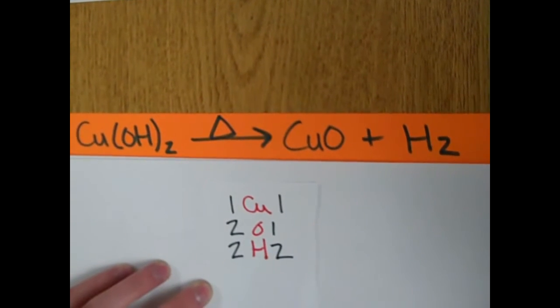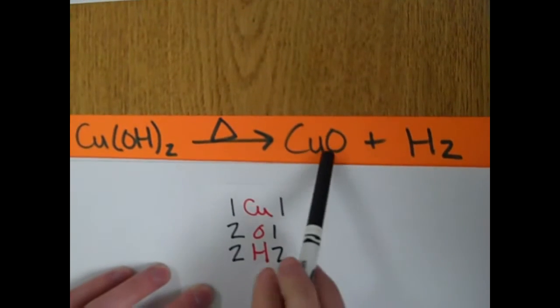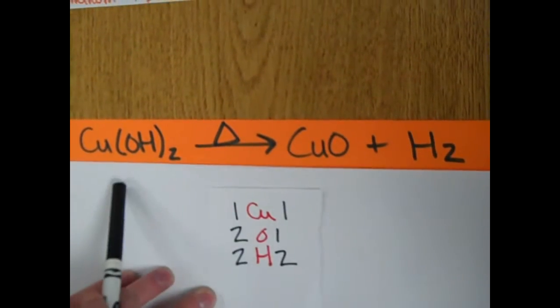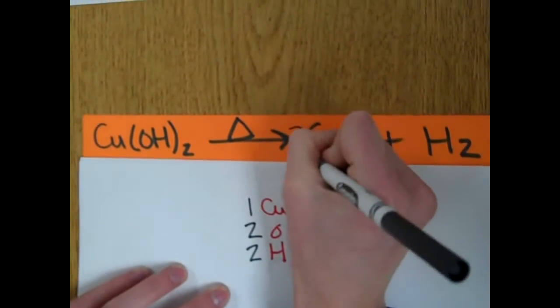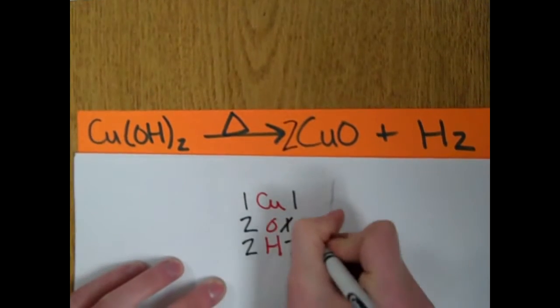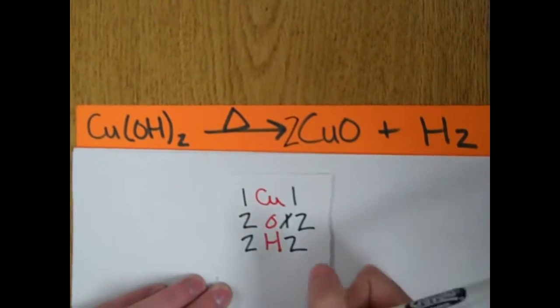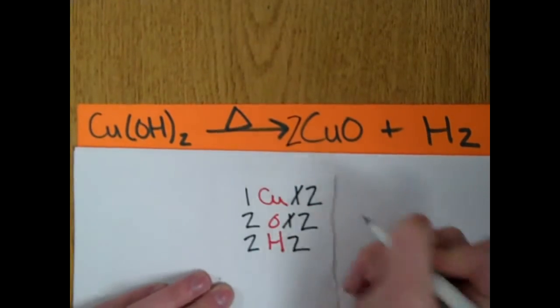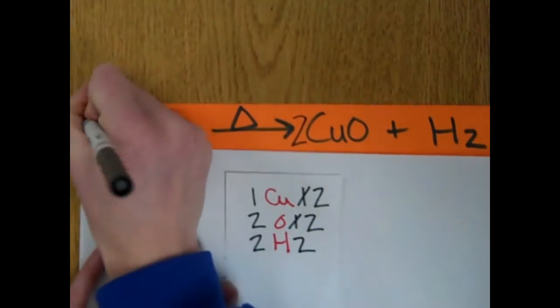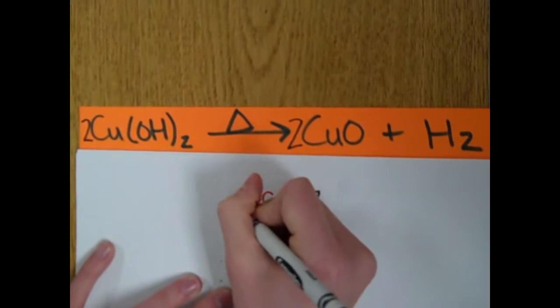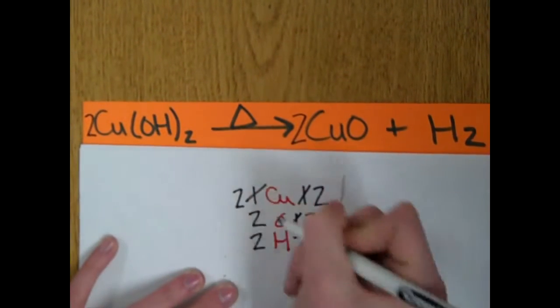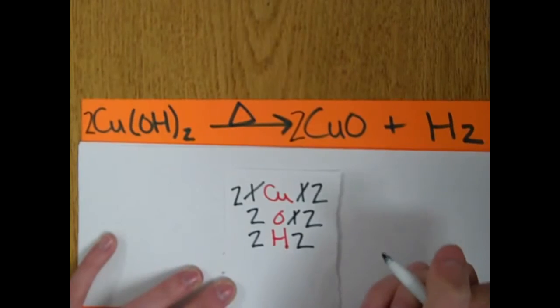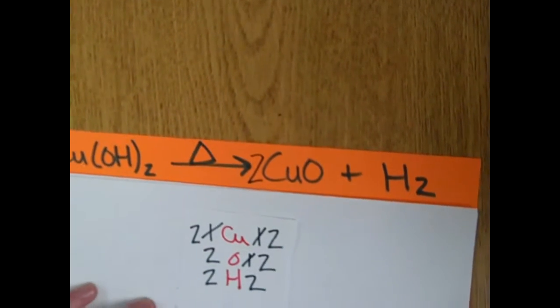So to balance the oxygens, because there's 1 on this side and 2 on the other, we're going to need to put a 2 in front of this. And so that changes it to 2 oxygens, except then there's 2 coppers. So then on this side, if we put a 2 in front of there are now 2 coppers, 2, I think I balanced that wrong. I don't think that's right.